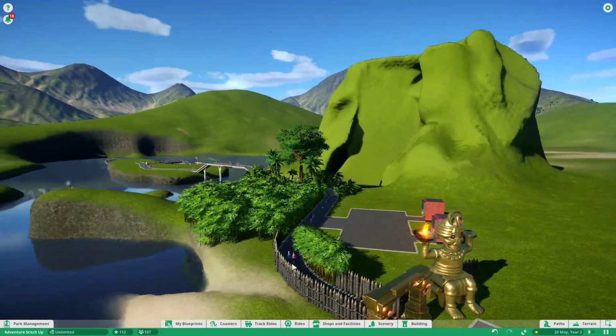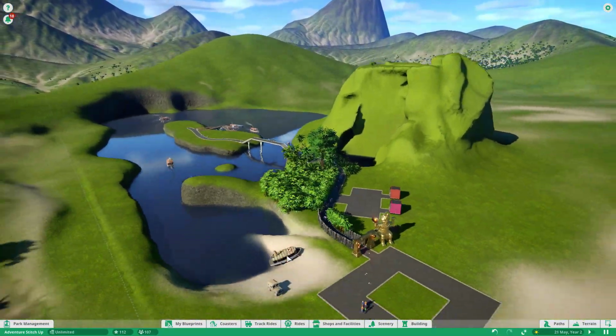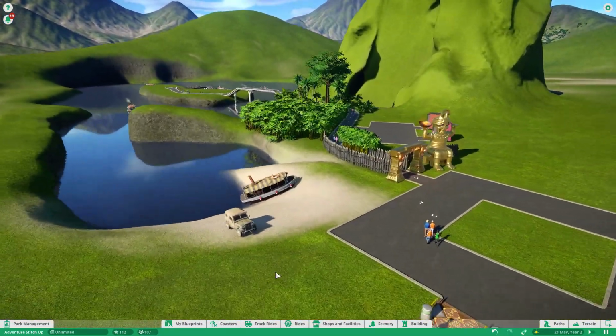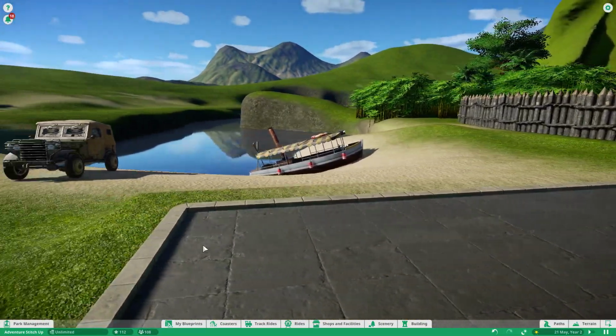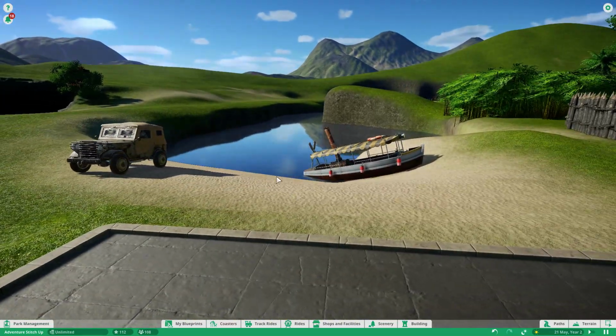I don't know if that's a bug, but the scrolling seems to zoom a bit too ridiculously. Anyway, let's just go with that. All right, that's pretty good.